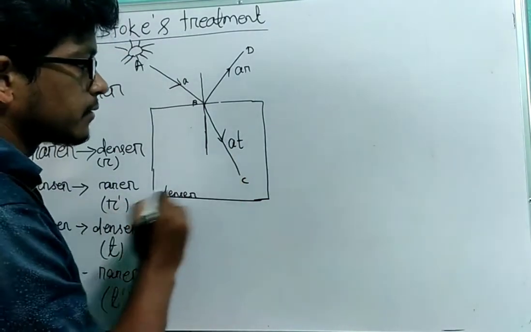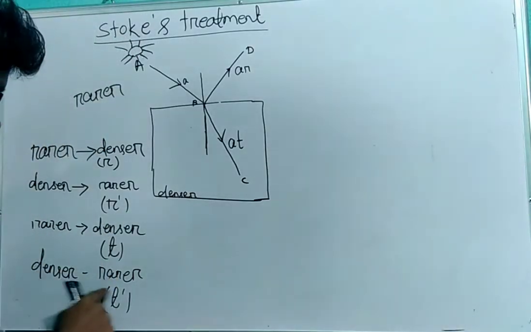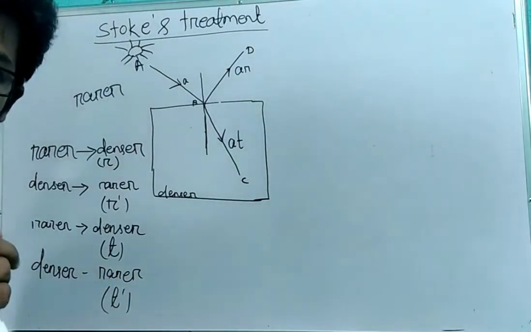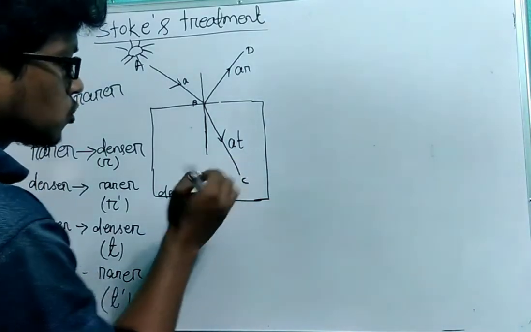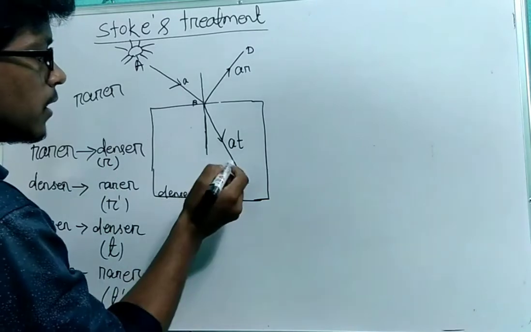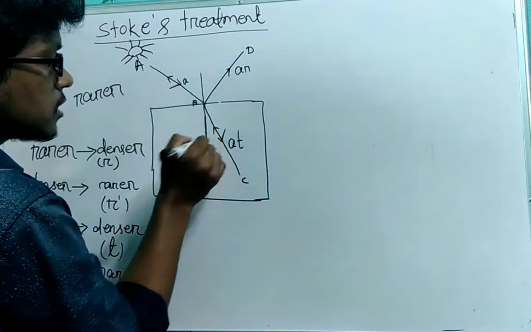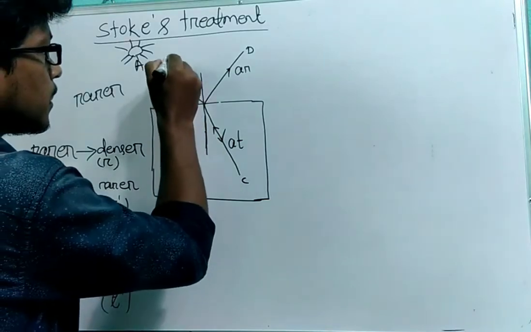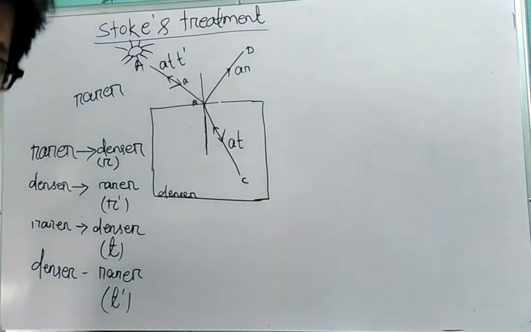This is your AT. When light is going from the denser medium to the rarer medium, you have transmission fraction T dash. So this is going from the denser medium to the air medium, and this is your transmission. That means AT with fraction T dash. Try to understand.